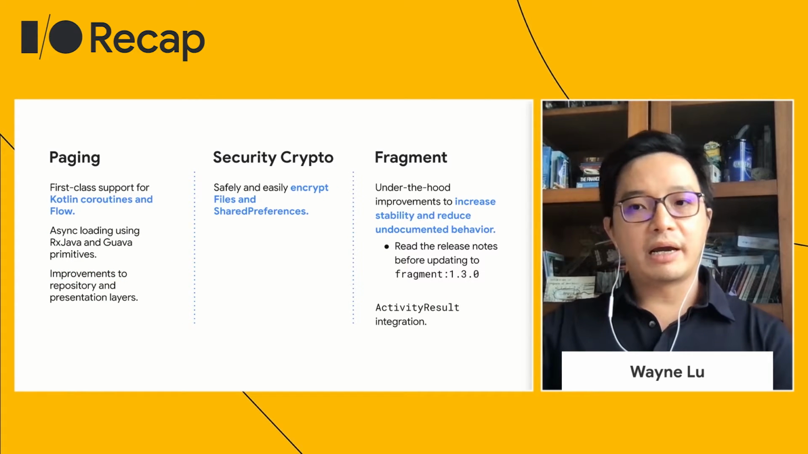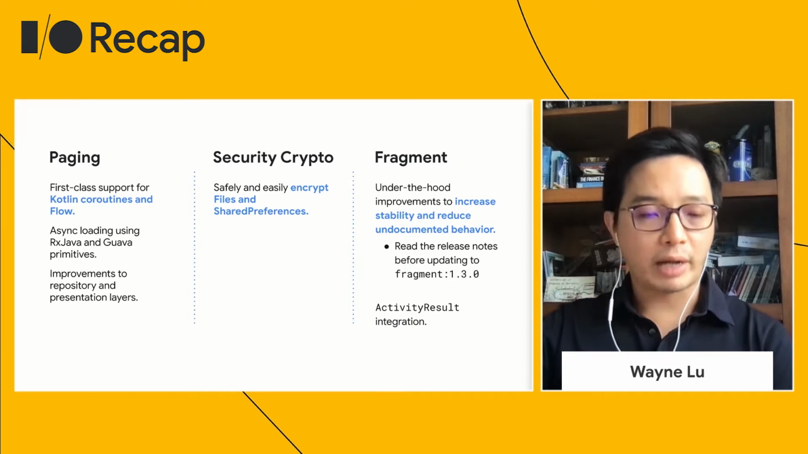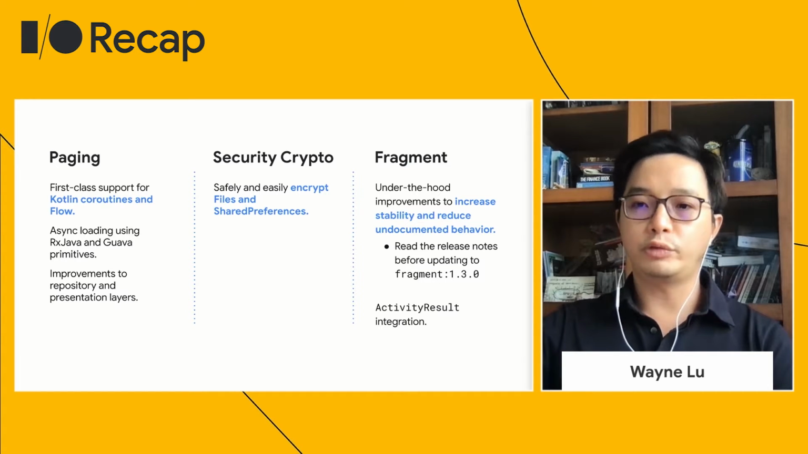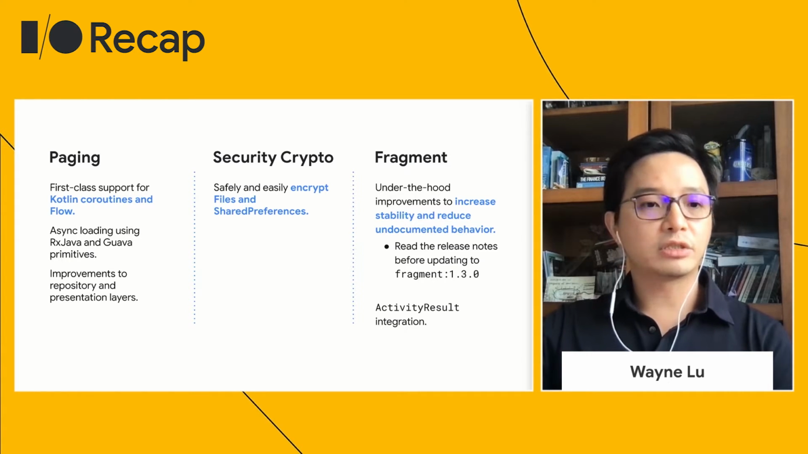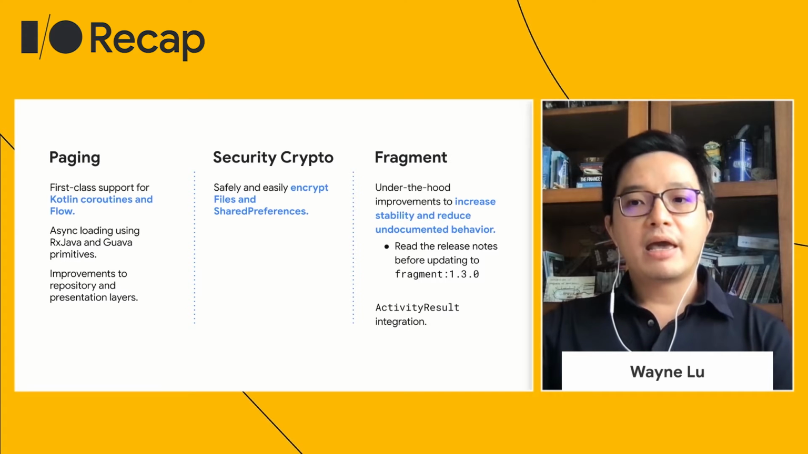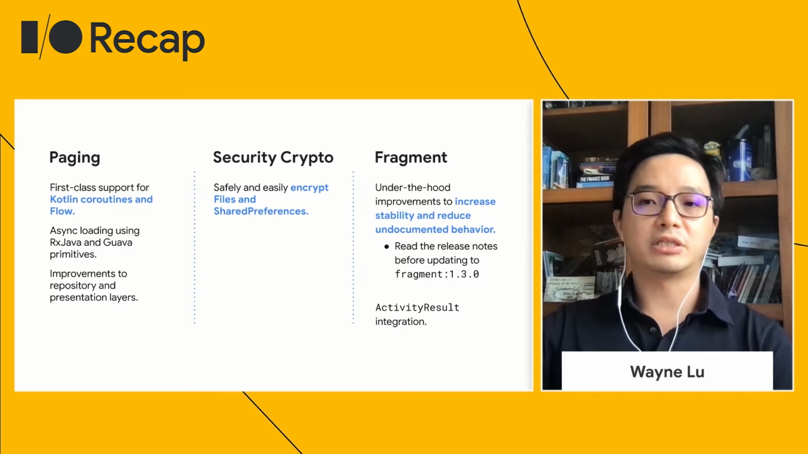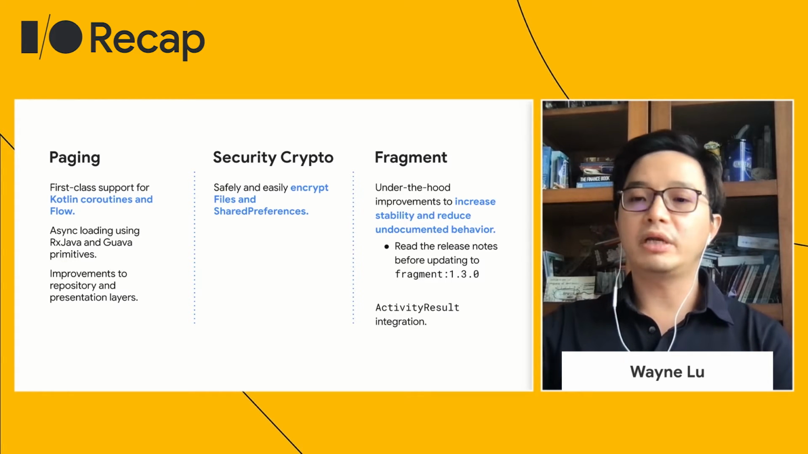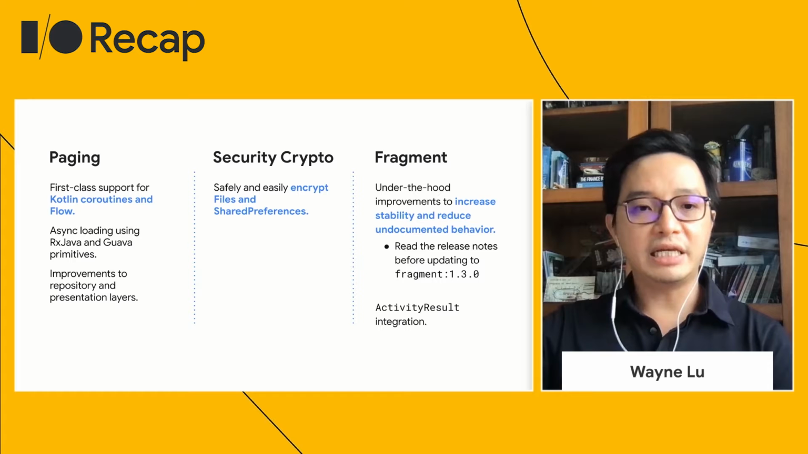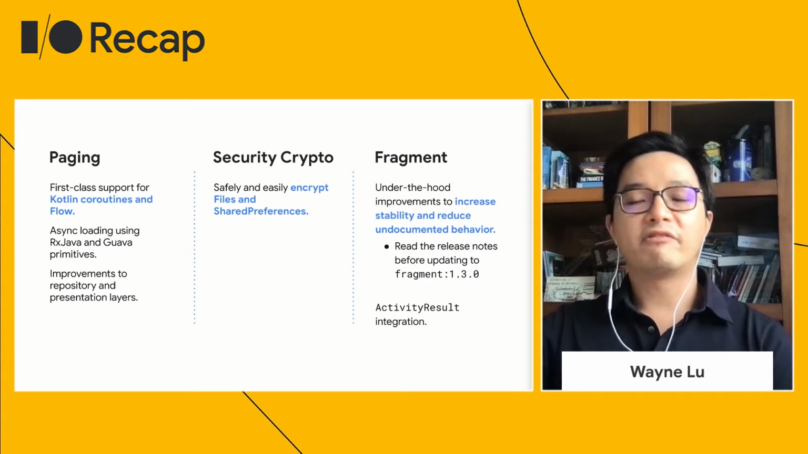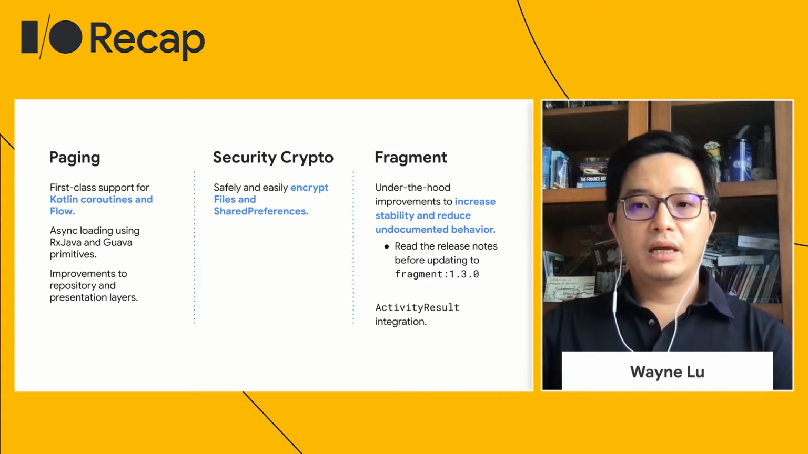For the paging API, this features a complete rewrite in Kotlin, supporting coroutines and flow, asynchronous loading with RxJava and Guava primitives, and overall improvements to the repository and presentation layers. We also have the security crypto library, which provides an easy way for you to encrypt files and preferences.